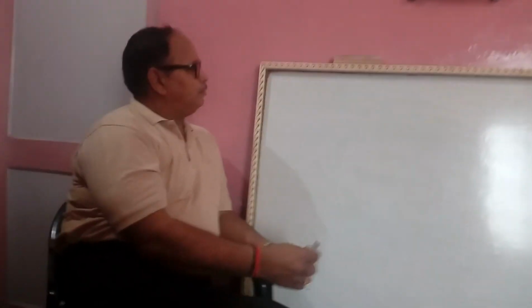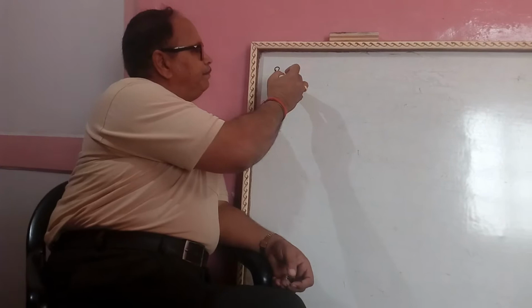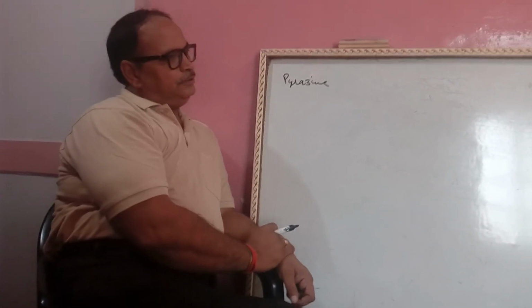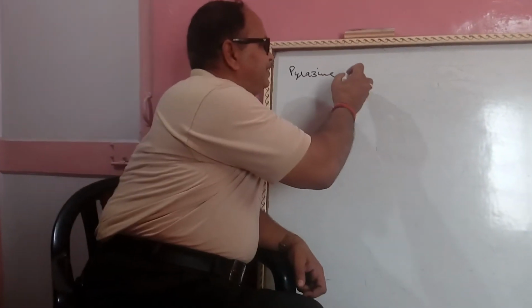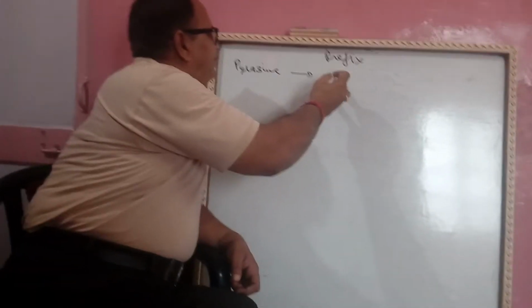that the attached component is named as a prefix for the base component, and there is a change in the terminal E of the trivial name or Hantzsch-Widman name of the attached component into O. For example, if pyrazine is the attached component, then the prefix will be pyrazino.